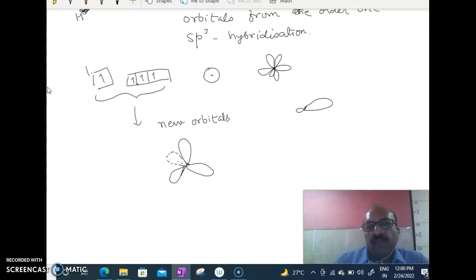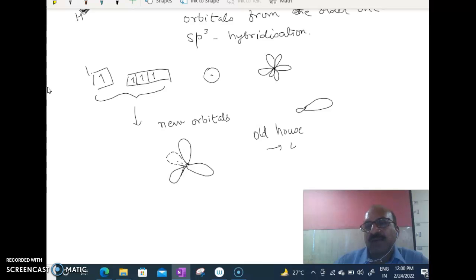So now we are able to explain not only why the four valencies of carbon are formed and why the four bonds are equivalent, because all the four sp3 hybrid orbitals are equivalent. At the same time, we can also explain why the bond angles are 109.5 degrees.